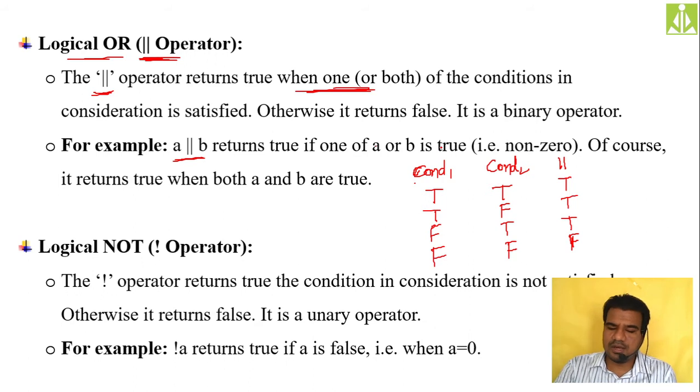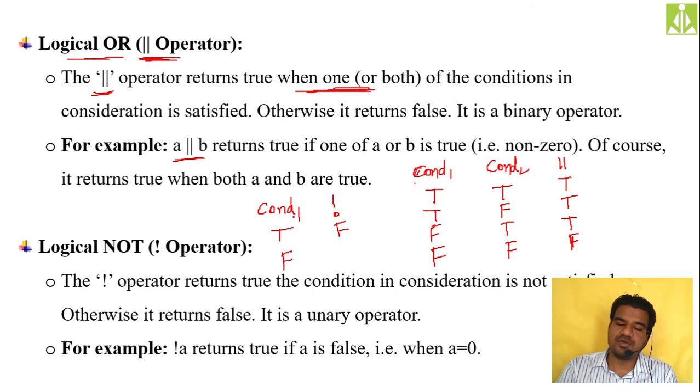So condition 1, let us take an example. Condition 1, if it is giving true, and if you apply the logical NOT operator, then what will happen? You will get false. Okay, and if condition 1 is giving false, and you are applying the NOT operator on condition 1, you will get true. So likewise. Okay, hopefully you understood. So NOT of condition: if the condition is true, you will get false.